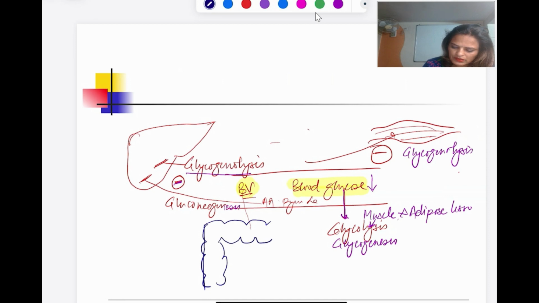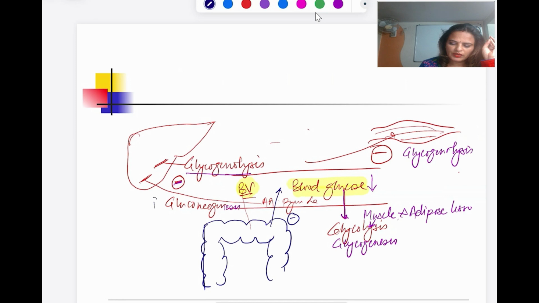Then another is, it is also going to inhibit the intestinal absorption of glucose. From the intestine, the absorption of blood glucose is inhibited. So how is it going to act? Number one, suppressing the hepatic gluconeogenesis.